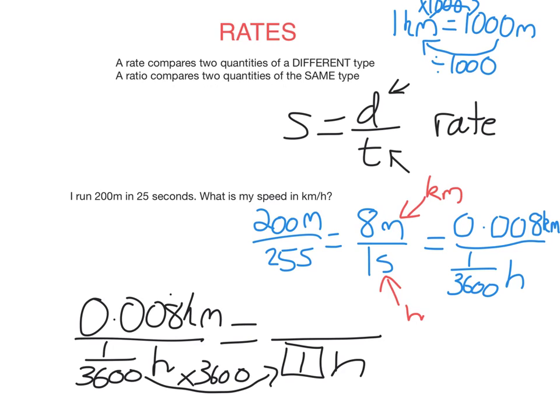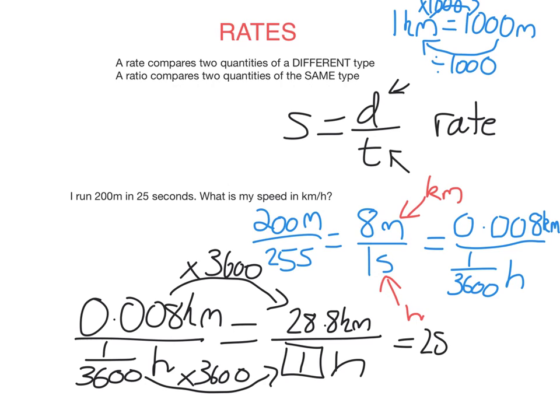So I times the bottom by 3,600. I also have to do the same to the top. So I just go 0.008 times 3,600. And if I put that on my calculator, I get 28.8. So it's 28.8 kilometres per 1 hour, or 28.8 kilometres per hour.